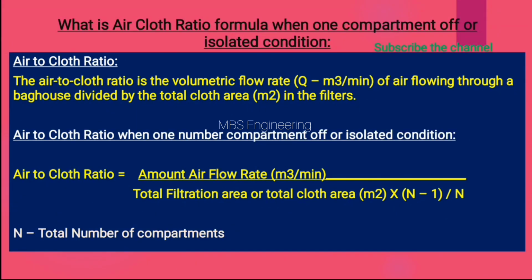Please refer to the air to cloth ratio formula when one compartment is off or isolated and the remaining compartments are in operation. Air to cloth ratio equals the air flow rate divided by the total filtration area or total cloth area, multiplied by n-1 divided by n. In the above equation, n is the total number of compartments.